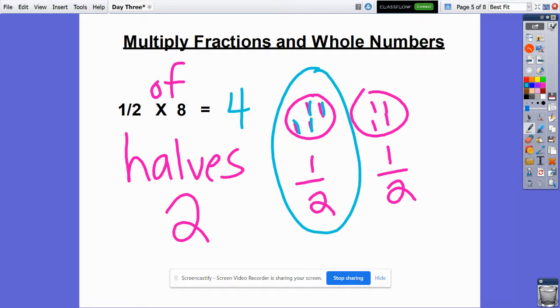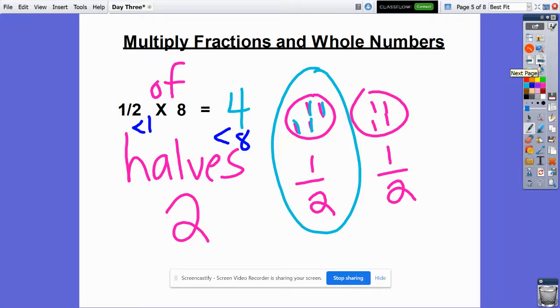Let's use our estimating to see if this makes sense. 1/2 is a proper fraction that is less than 1, so my answer should be less than 8. 4 is less than 8, so my answer makes sense.